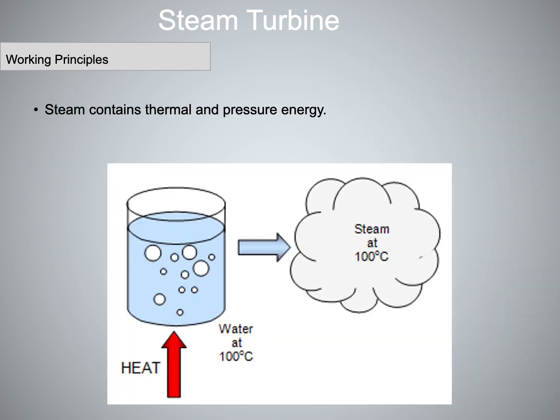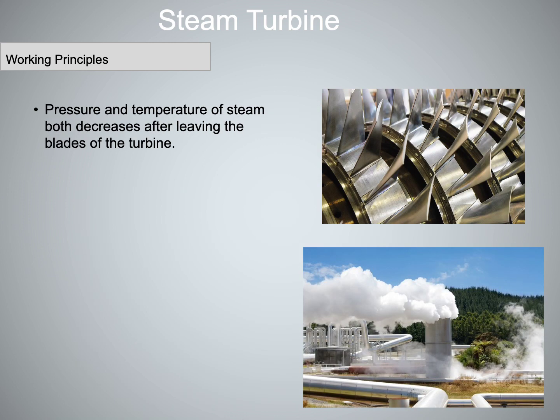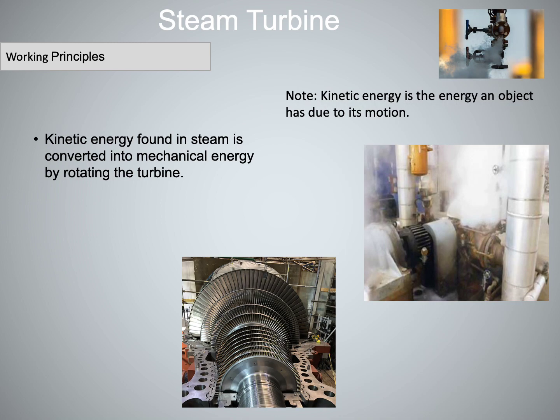Steam contains thermal and pressure energy. When steam is released through a nozzle directing onto turbine blades, thermal and pressure energy is converted into kinetic energy. Pressure and temperature of steam both decrease after leaving the blades of the turbine. Kinetic energy, found in steam, is converted into mechanical energy by rotating the turbine. Note: kinetic energy is the energy an object has due to its motion.